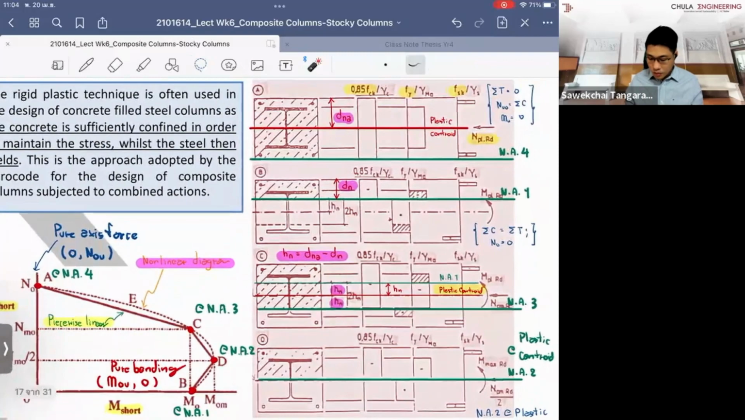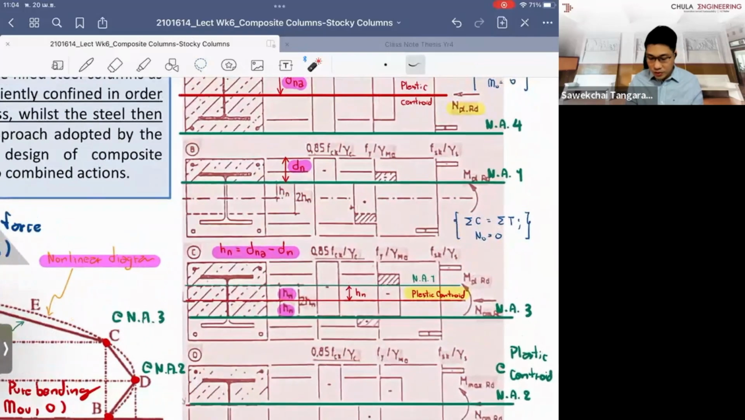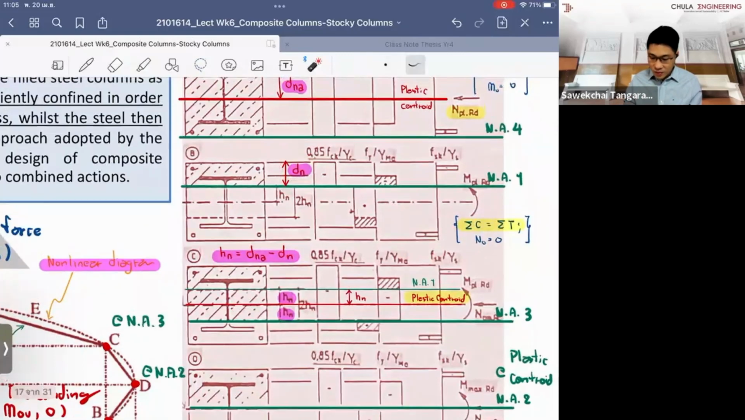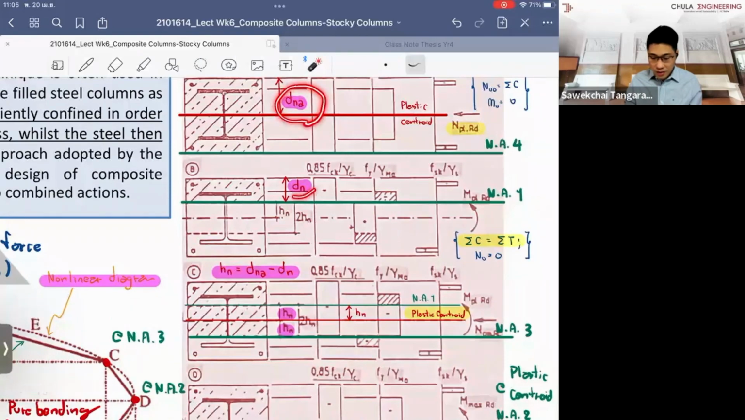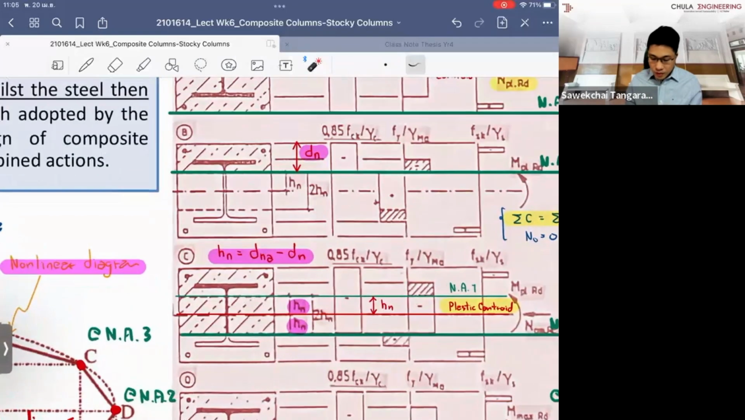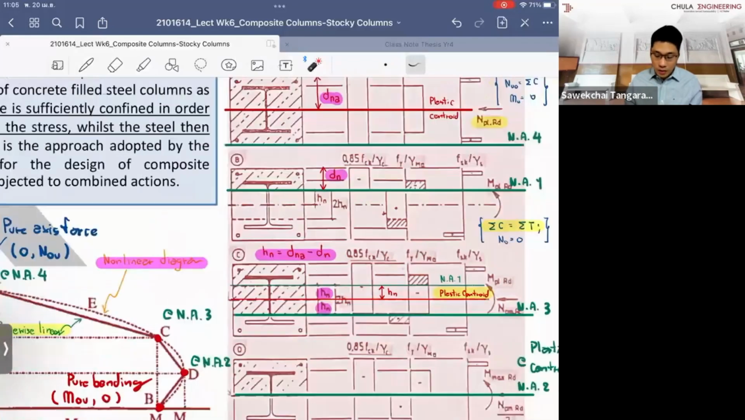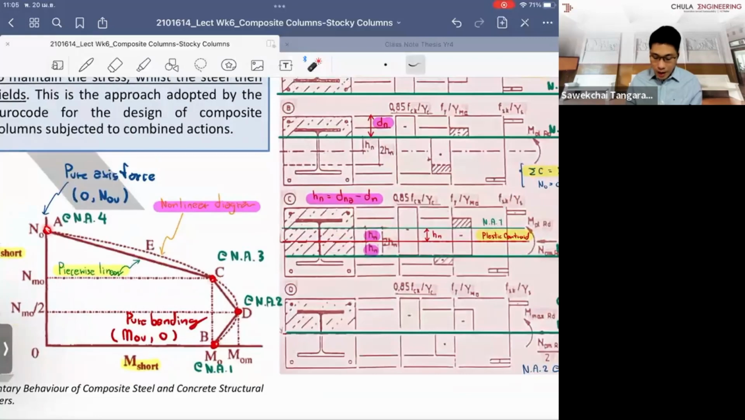Second, you just calculate by using the equilibrium equation, the sum of the compression equal to the sum of the tension. That will give you the level of the neutral axis depth, which is dn here, based on the pure bending. You take the difference between the plastic centroid and the neutral axis depth for the pure bending. You will obtain the value of Hn. The Hn will tell the intermediate points between A and B, which are point C and point D.